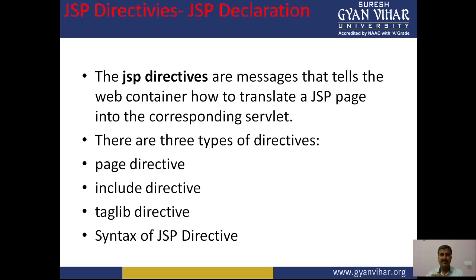We have discussed that first of all JSP pages are converted into the servlet Java class, and after that it can be executed with loading of the class file and so on. There are three types of directives: the page directive, the include directive, and the taglib directive. These are the directives that help translate the JSP page into the servlet.